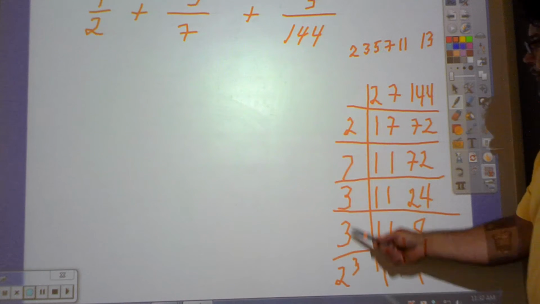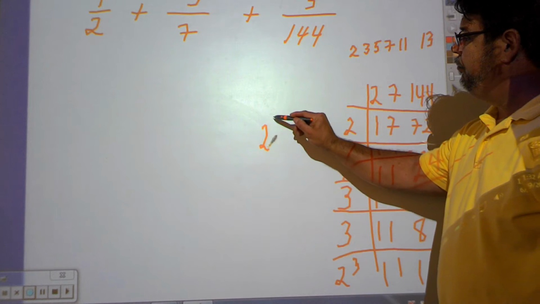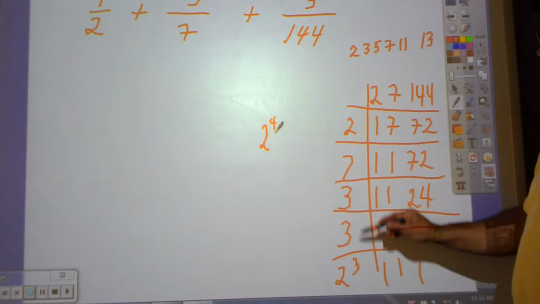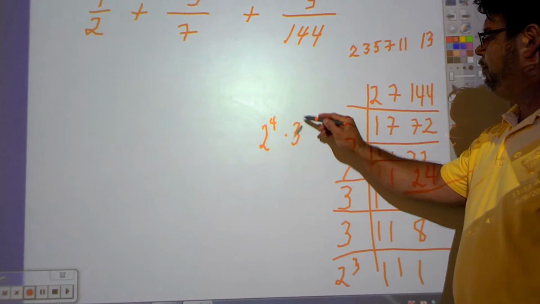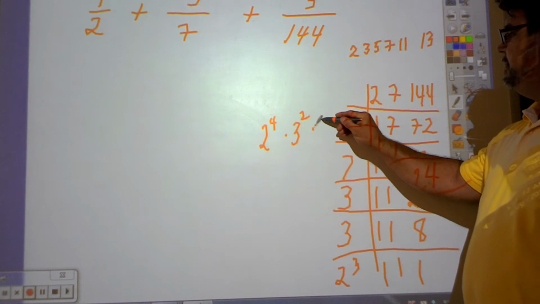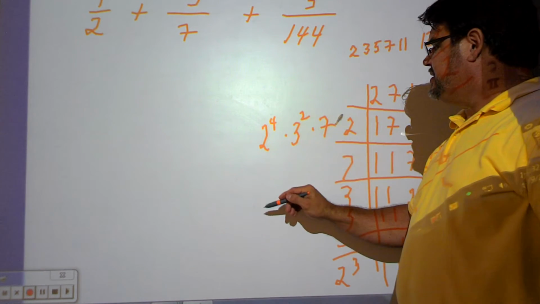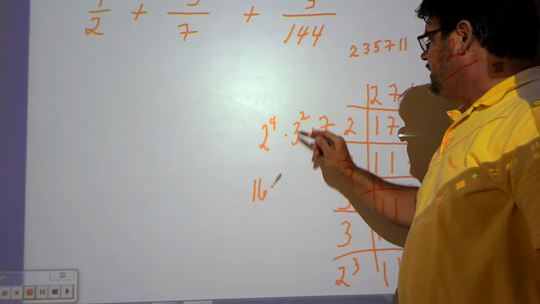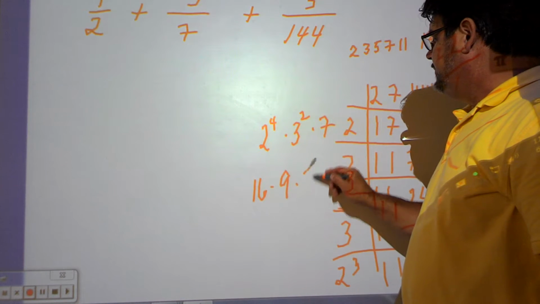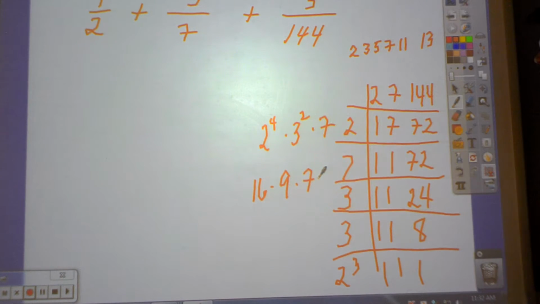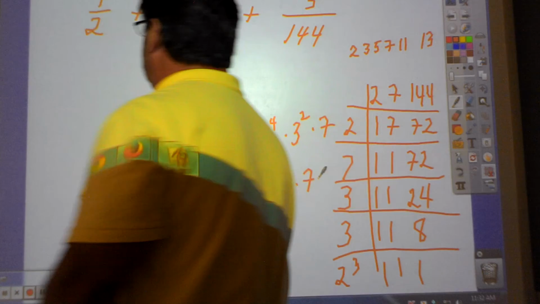So you got 2 to the 4th times 3 squared times 7, which is 16 times 9 times 7, which is going to be some big number. 1,008. Okay, if that's what that comes out to be.